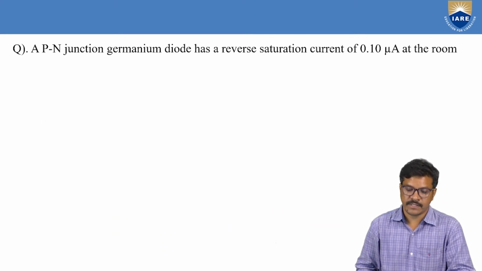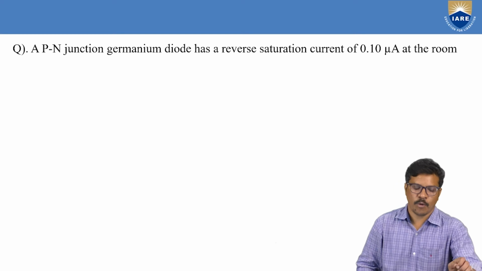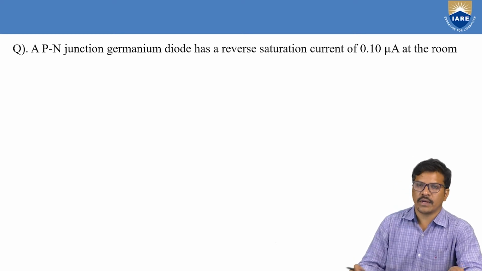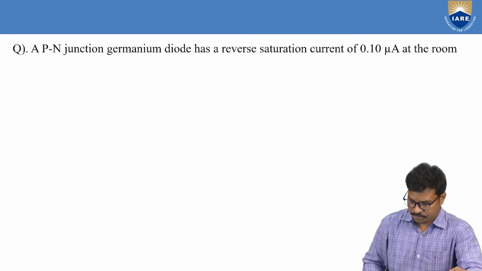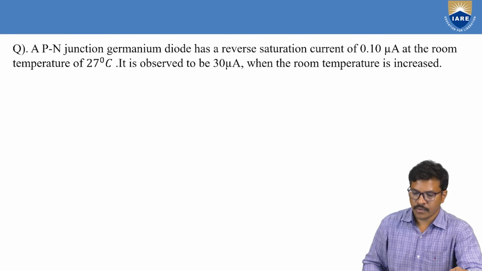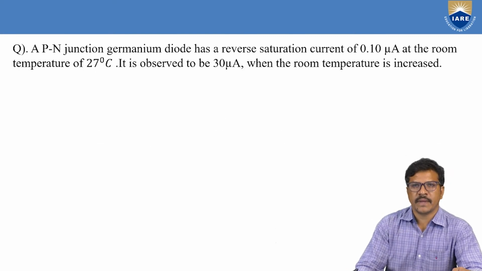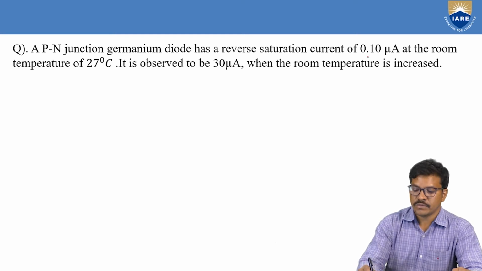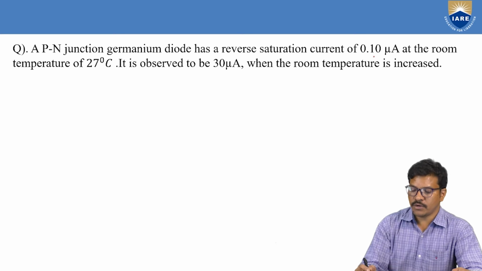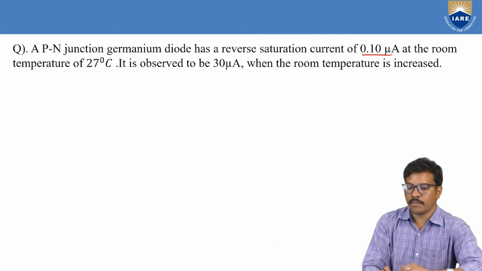Next, we will see another problem related to diodes. Here it is a PN junction germanium diode that has a reverse saturation current of 0.10 microampere.